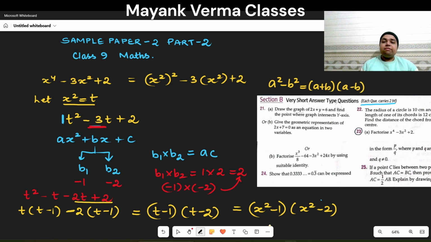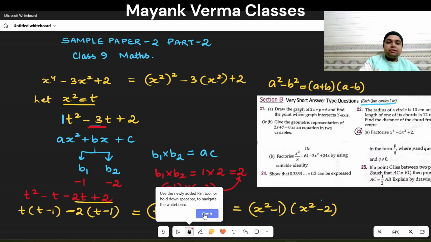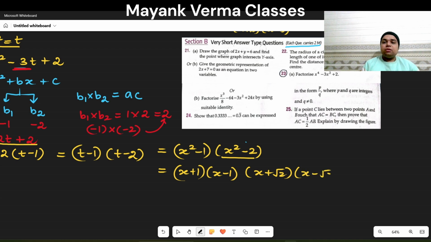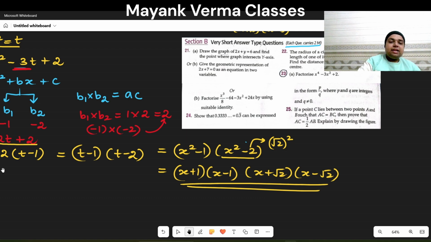Okay, so I can rewrite this as x plus 1 times x minus 1, and I can also write this down as x plus root 2 times x minus root 2, because I can write 2 as root 2 whole square. Okay, so hope you understand this. So this will be the result. Let's see the next question.